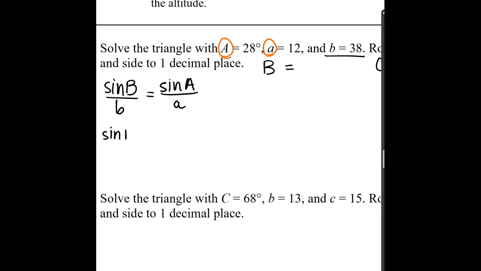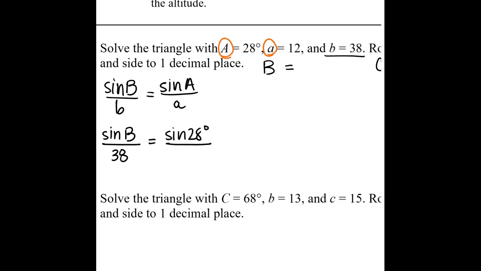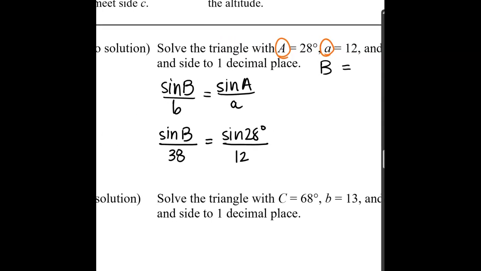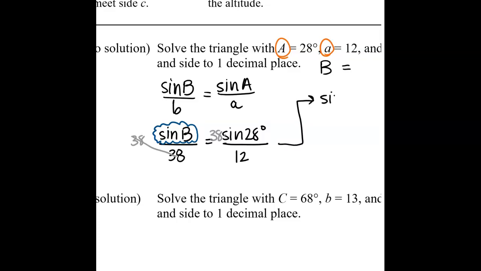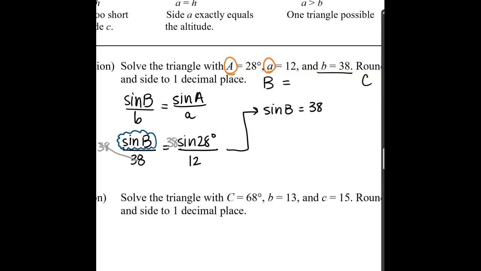We don't know capital B. That's what we're trying to solve for. We do know that lowercase b is 38. We know that capital A is 28 degrees, and we know that little a is 12. Okay, so to solve for capital B, I first need to isolate this sine of capital B, so we can use sine inverse. So let's multiply both sides of this by 38, which would then leave me with sine of capital B alone and isolated on the left side of the equation, equal to 38 sine 28 degrees over 12.